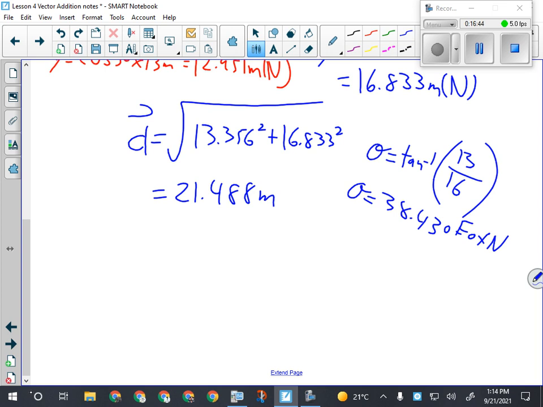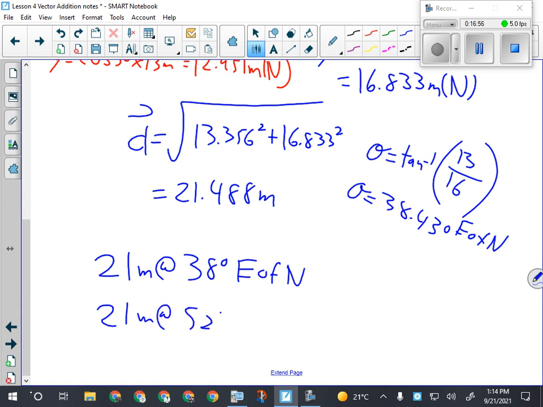So our displacement's going to be 21 meters at 38 degrees east of north, or 21 meters at 52 degrees north of east. Either one of those would be acceptable as the correct answer.